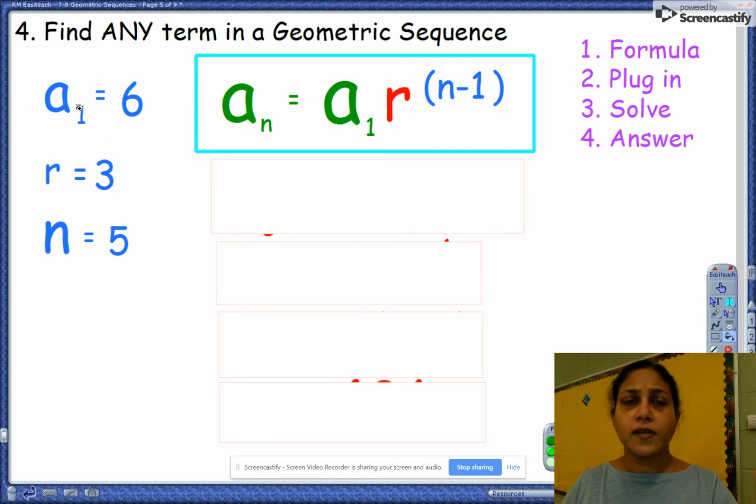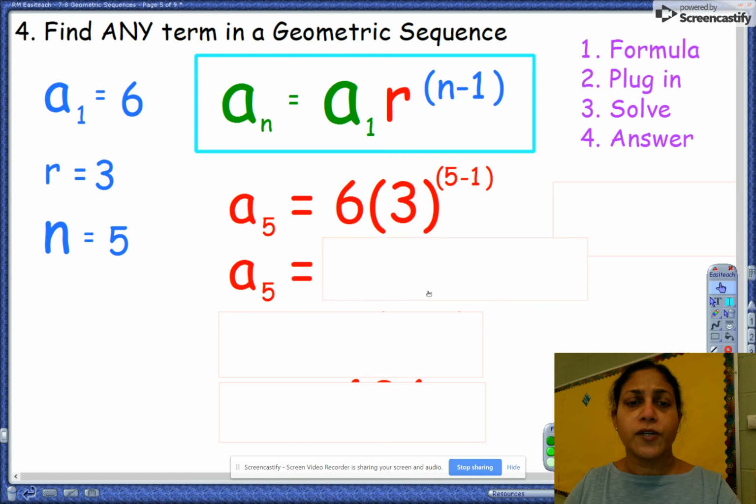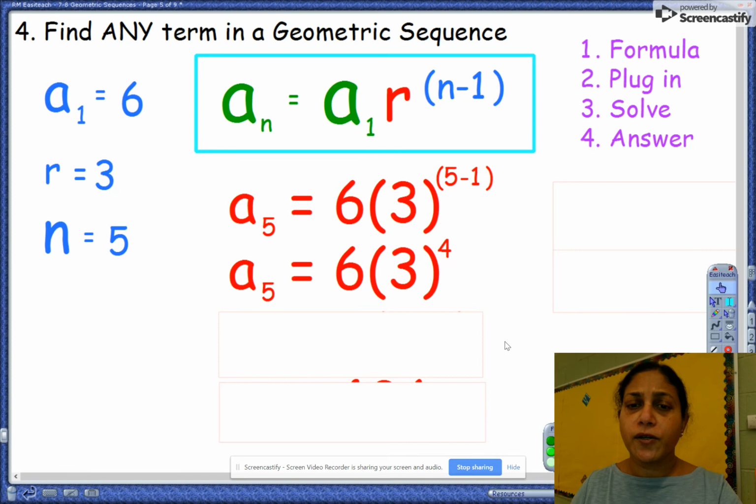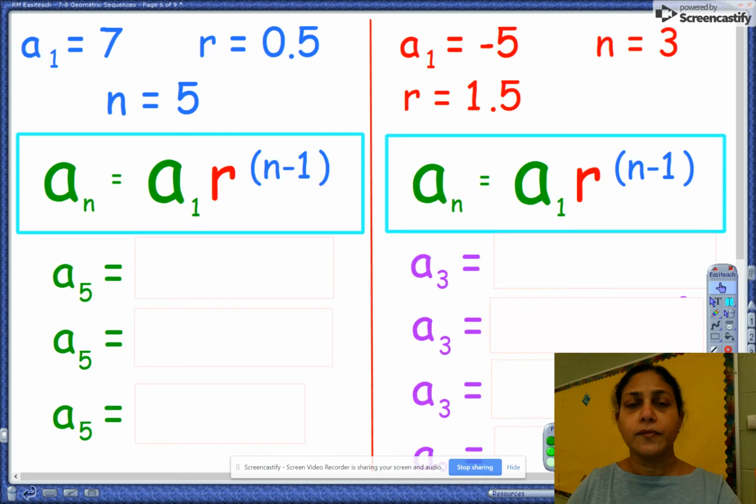In this case, it's telling us that the first term is 6, the ratio is 3. What is the fifth term? So you're going to say a5 is equal to 6 times 3 to the power of 5 minus 1, which turns out to be 6 times 3 to the power of 4. Make sure you find 3 to the fourth power and then multiply by 6. Otherwise, you will end up with the wrong answer. And that is your answer.